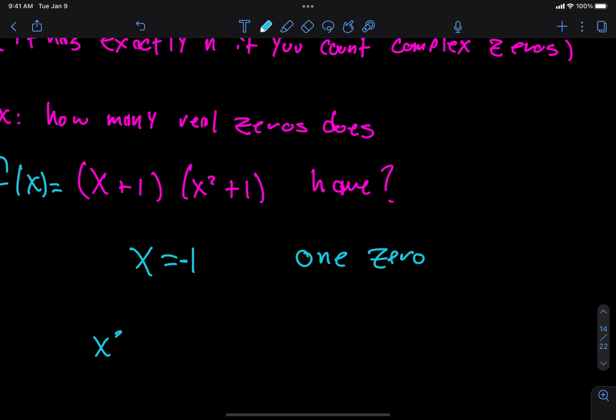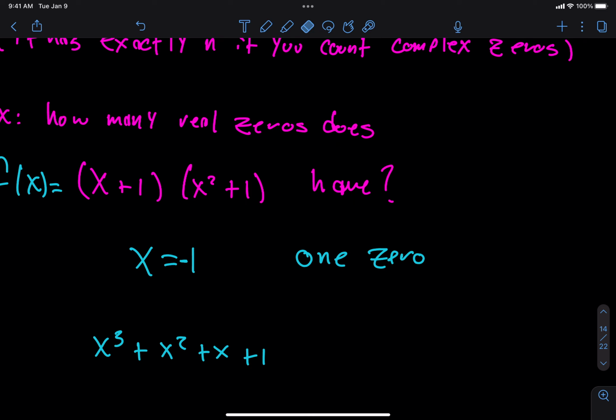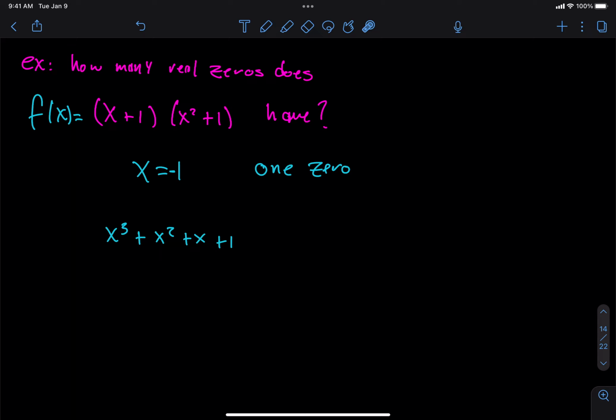We would get x cubed plus x squared plus x plus 1, right? That would be what we get if we FOIL this, if I'm not mistaken. So this is a polynomial of degree 3. So when we're talking about the degree of a polynomial, we need to think about it in terms of, well, if I totally FOILed it out, what would be the biggest power of x that I have, right? Okay, so this is a degree 3 polynomial. And it has exactly 1 real zero.